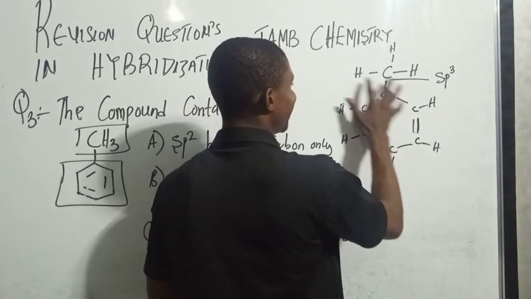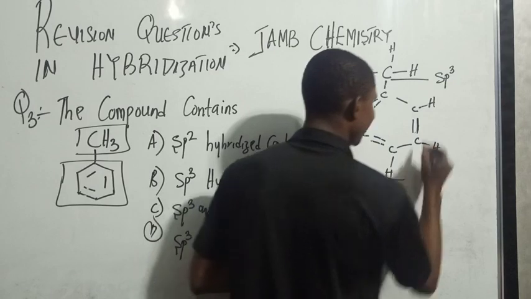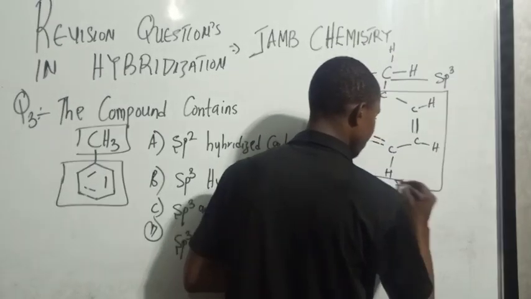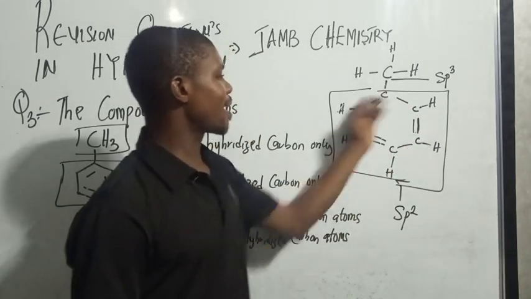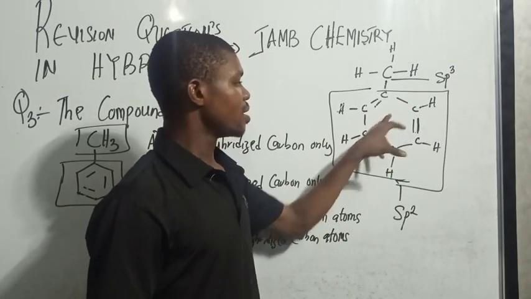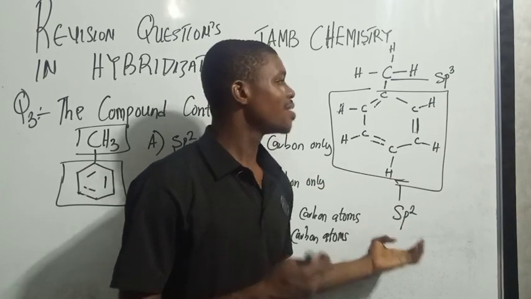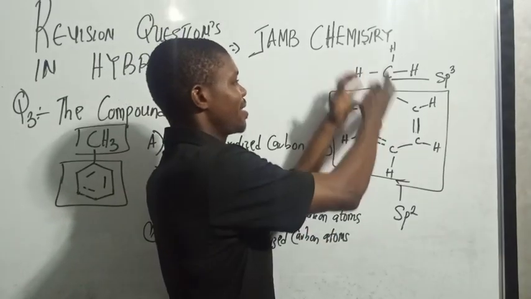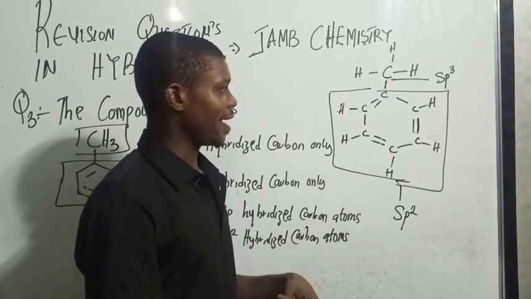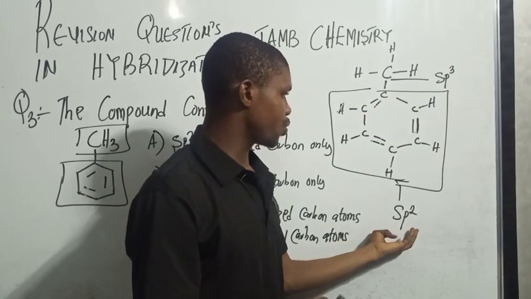So in the sense that here you can say the ring itself is sp2, because all the carbon atoms in the ring have a double bond. So the ring is sp2. That is, the hybridization that exists in this structure is sp3 and sp2.